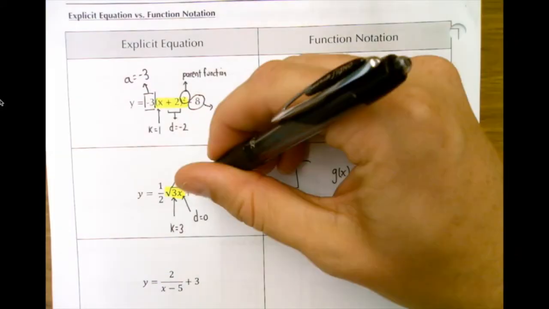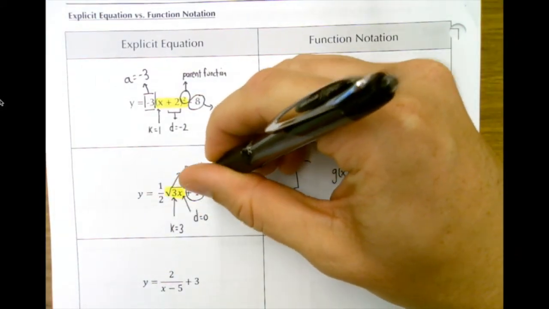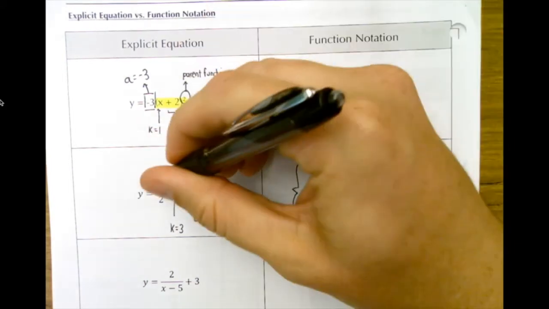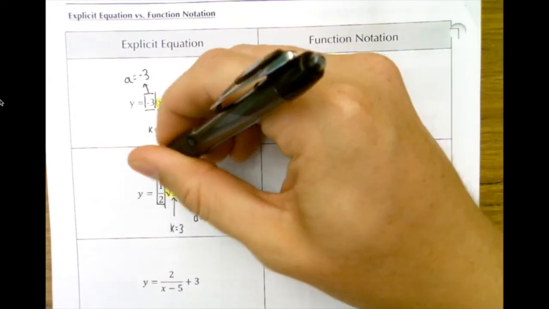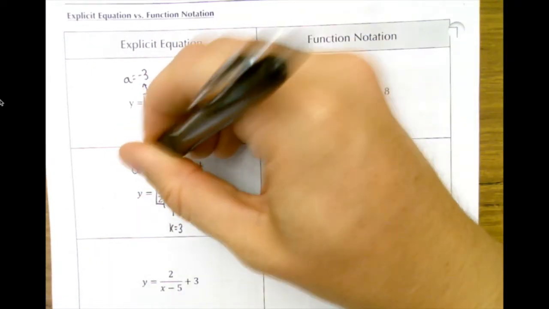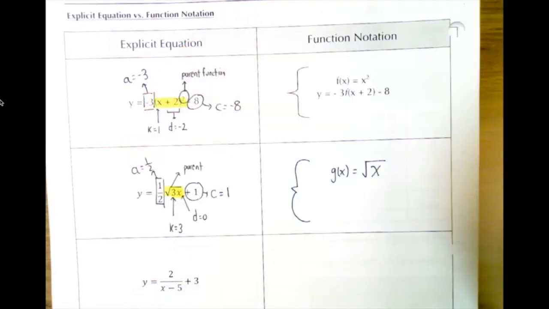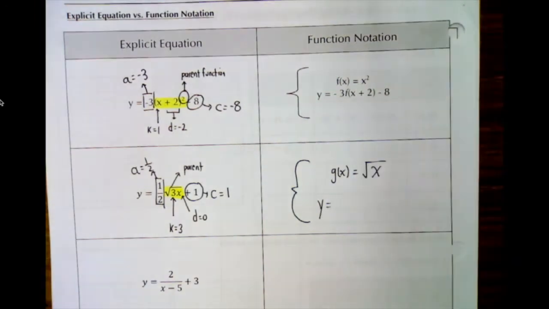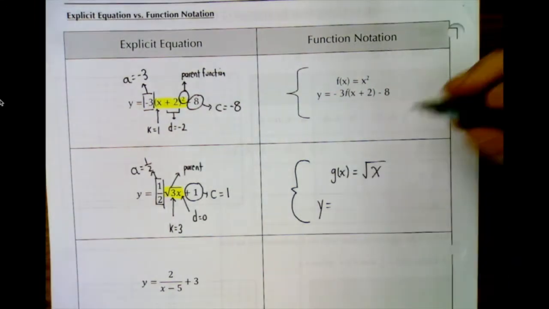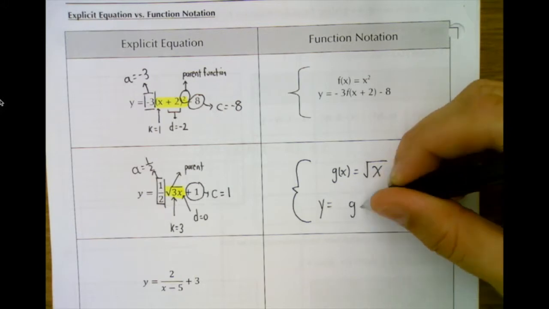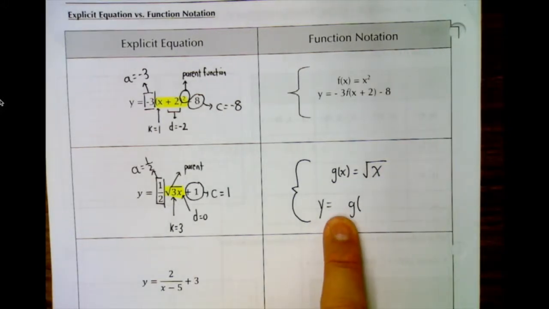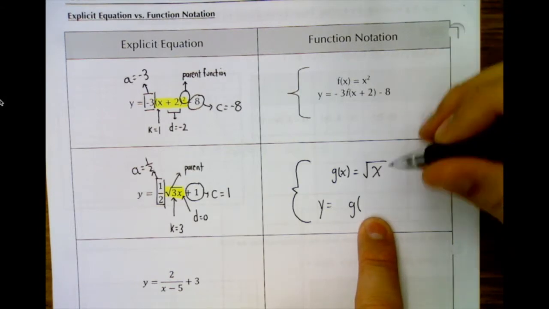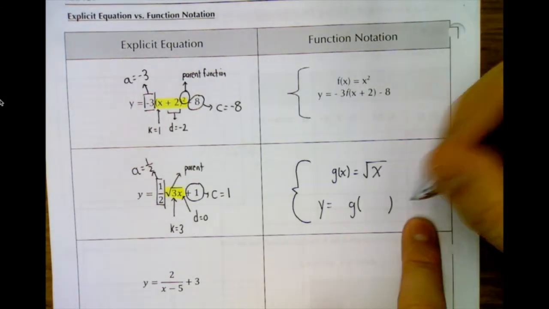Plus 1 on the end, since it's outside the function, is c, and the half in front is a. So to construct the second part of our function, we start with y equals, and our function is g, so y equals g, and in front we would put our a, inside the function we put our k and d, and outside the function we would put our c.